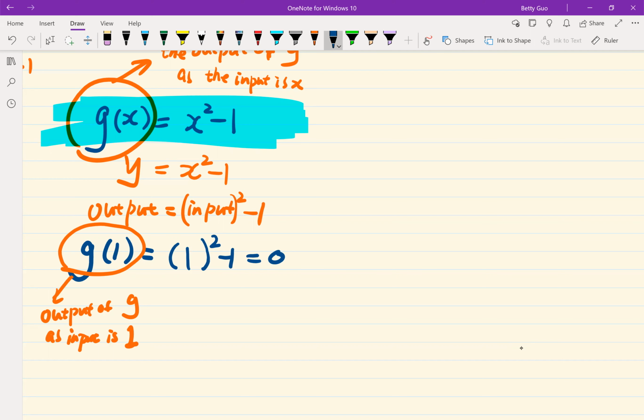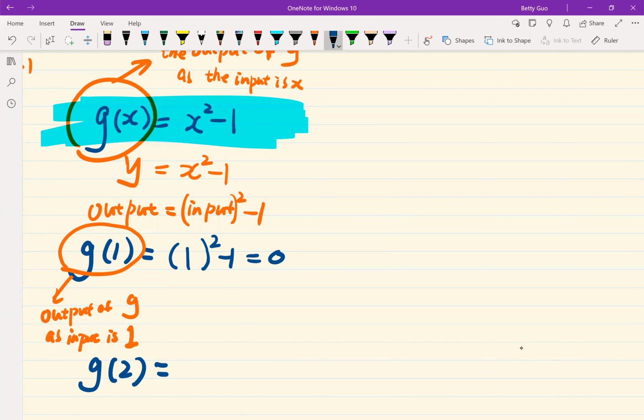Okay, so we are looking for the output of the function for the input 1. Remember, output always equals the square of input minus 1, right? So the output would be the square of input minus 1, that is 0. Does that make sense? So you can simply plug in x equals 1. Sammy, is that clear? Then can you help me find g of 2? What is g of 2?